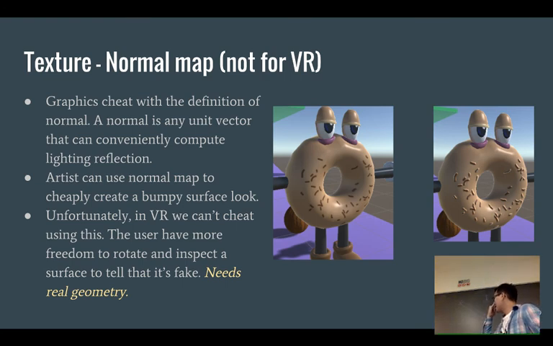Also, just to clarify, textures can be layered. We have a layer of diffuse texture, which is the color of the model, and the normal map is another layer on top of it. So a texture can have multiple layers.